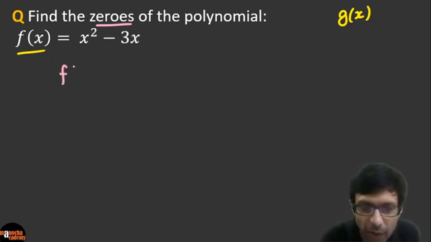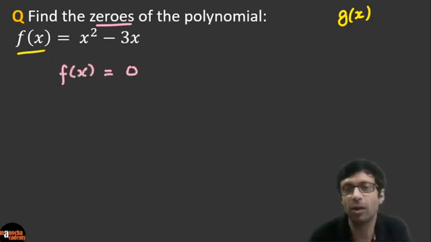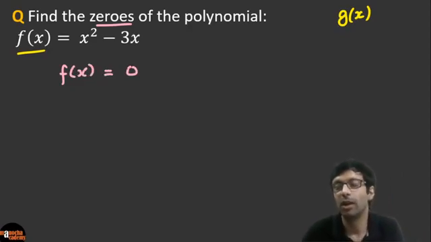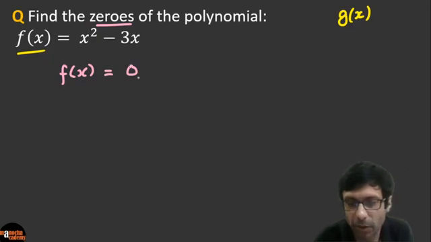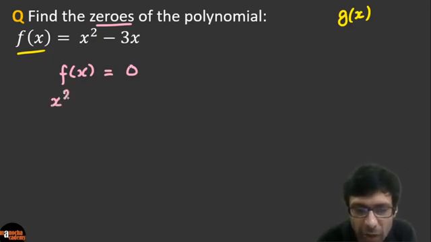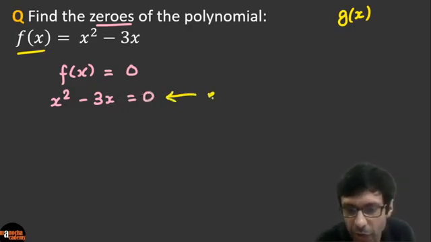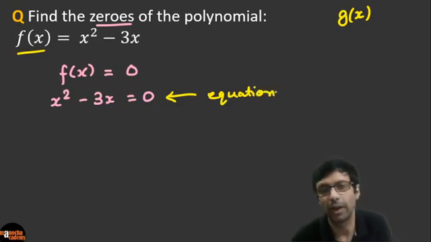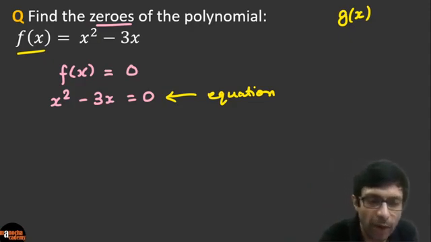Remember, to find the zeros, we need to set the polynomial to 0 because we want to find the values for which the polynomial becomes 0. So this is our equation, x squared minus 3x equal to 0. This is the important thing, right? Please take a look. To get the equation, just put it equal to 0. Clear? Now you need to solve for the values of x.